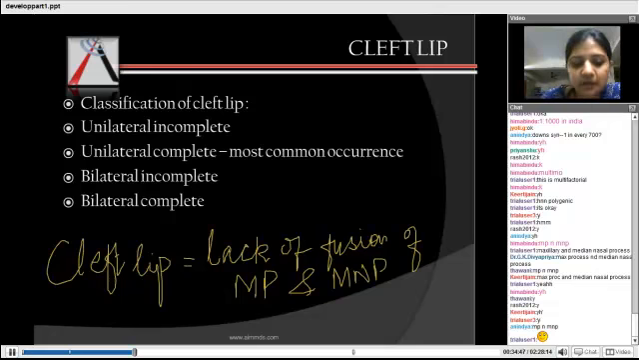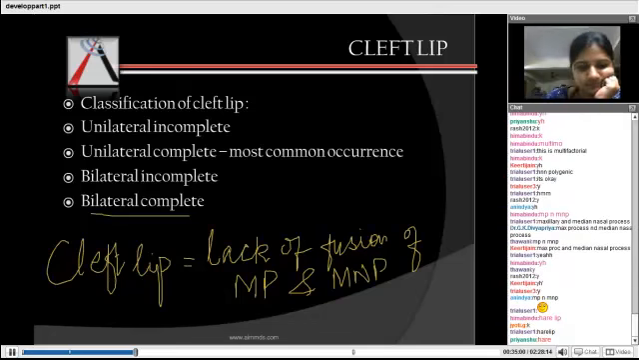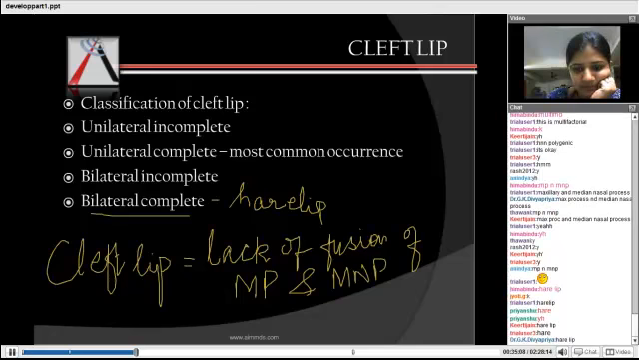And there is a specific term you must have read for bilateral complete. What is another name for a bilateral complete cleft lip? Hair lip. Okay, since all of you are aware of this, I'll just proceed. But make a note of this cleft lip classification, and the most common type of cleft lip is unilateral complete. Okay?